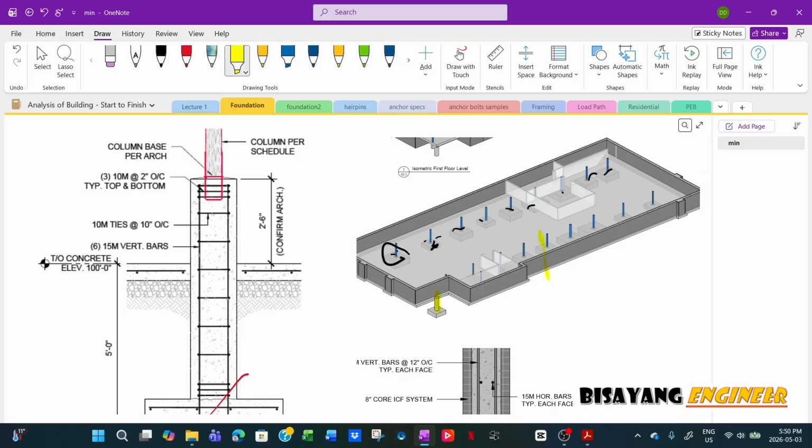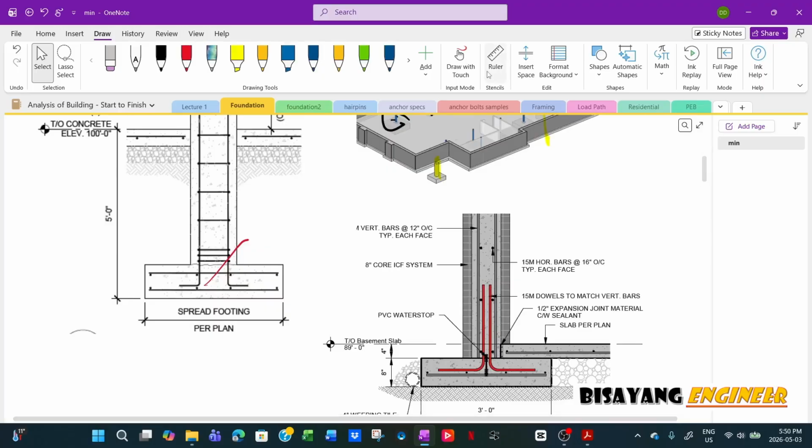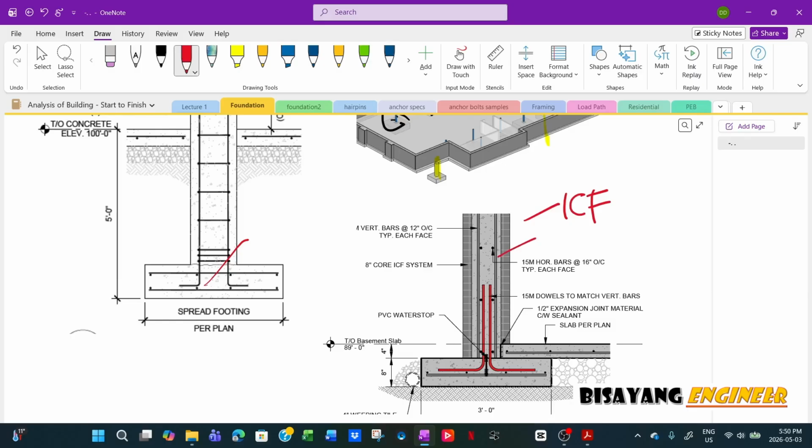And then if we cut a cross section here, this is the cross section. So you have the ICF, or insulated concrete form. This is common in cold regions where instead of using conventional formworks like plywood or whatever, they will use ICF. So that form will serve as an insulation as well. This is really good for cold regions. And then the way it is designed is the same as if it's just concrete.